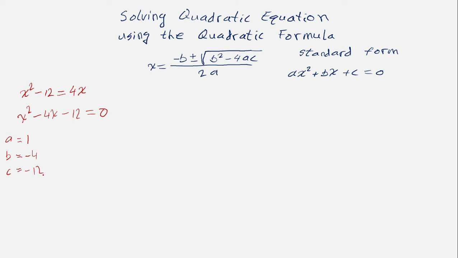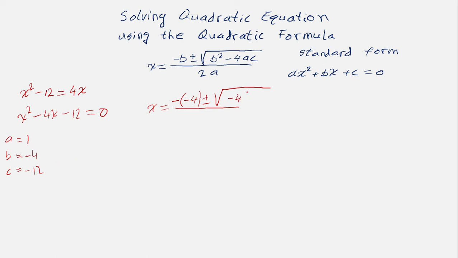Now we have everything ready, we just need to use our formula. The formula says our x's will be equal to negative. And that negative comes from here, it's part of the formula, so we always have that negative there. And then instead of b, we put what b is equal to, which is negative 4 in this case. Okay, and then we have our plus minus. We have the square root. And now we have b squared that goes first. So it's negative 4.